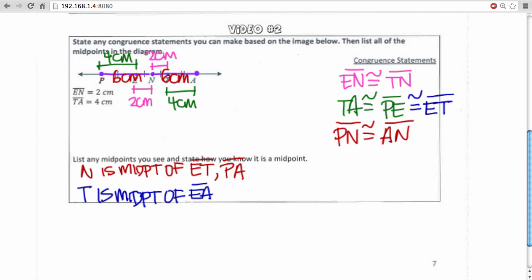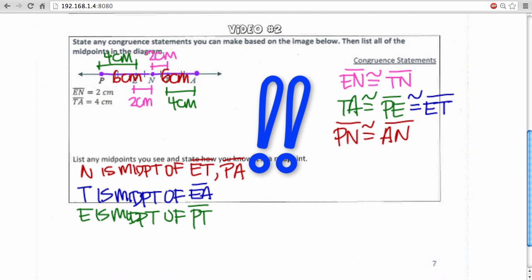For the same reason, we can say that point E is the midpoint of segment PT. The reason again, segment PE is 4 centimeters in length and segment ET is also 4 centimeters in length. That means that point E is the same distance away from point P and T. And that's it.